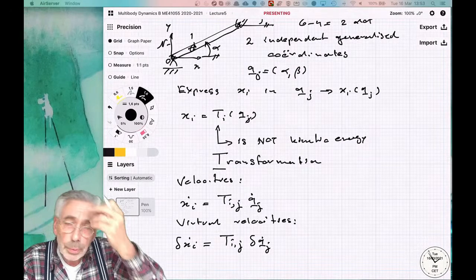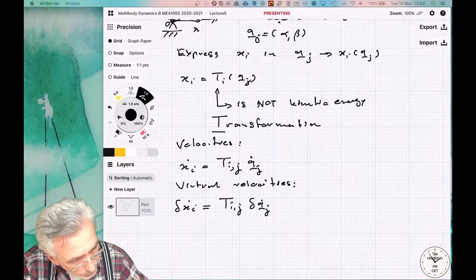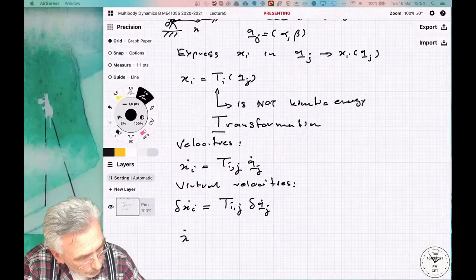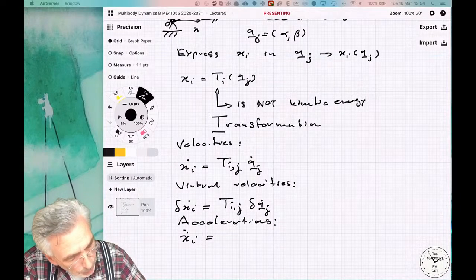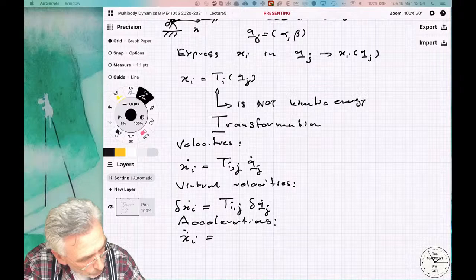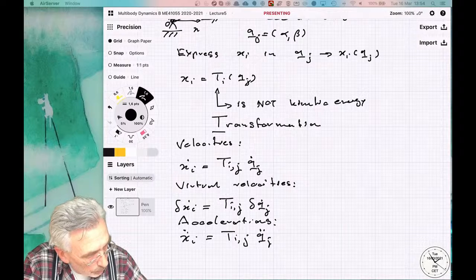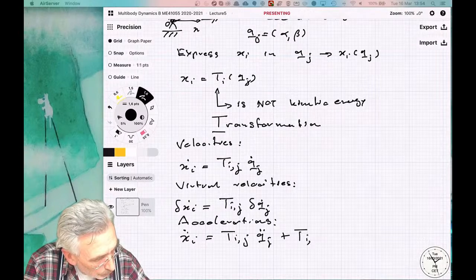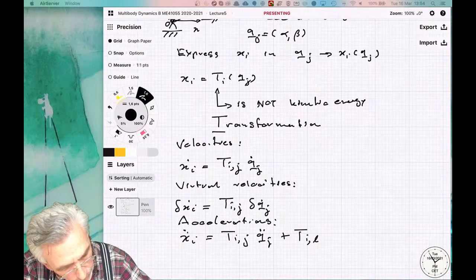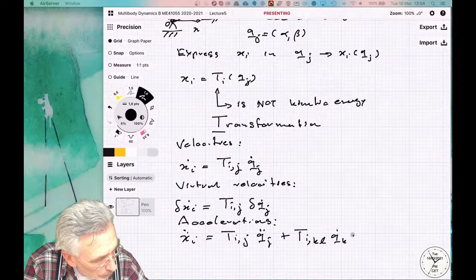Then what was the other thing which we needed in our expression? Accelerations, right? So again, differentiate this expression. X double dot i, or I should say accelerations, X double dot i equals, well, first I keep this constant and I differentiate that with respect to time, Tij q double dot j, plus, and then I keep this constant and differentiate this Ti, Tikl q dot k q dot l.